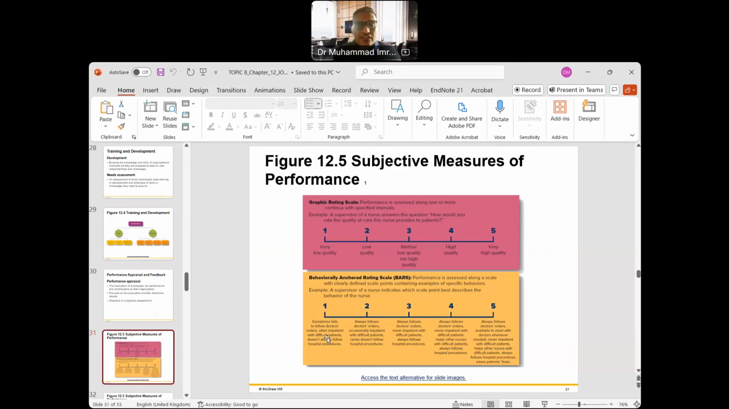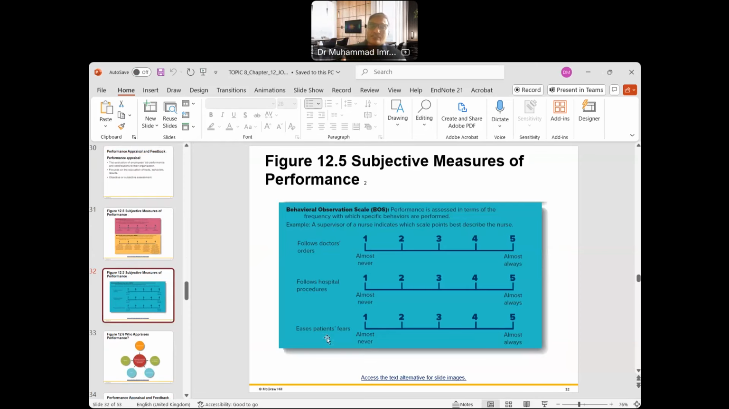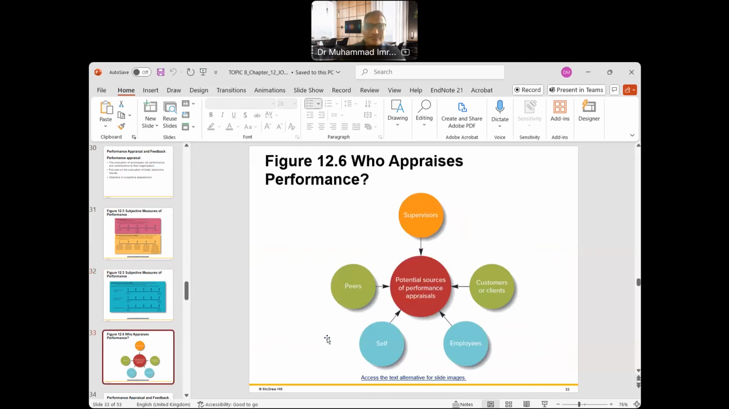Graphic rating scales: a supervisor of a nurse answers the question, how would you rate the quality of the care this nurse provides to patients? Maybe the supervisor evaluates: very low quality, low quality, neutral, high quality, very high quality. Another scale is the behavioral anchor rating scale, where sometimes the nurse follows the doctor, sometimes not. These are the different questions here. There is also the behavior observation scale: follows doctor orders, does not follow doctor orders. Anyway, you can read further about this here.